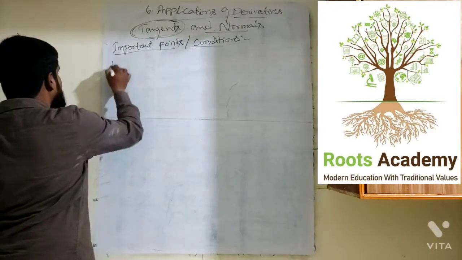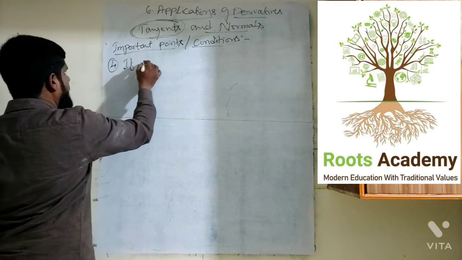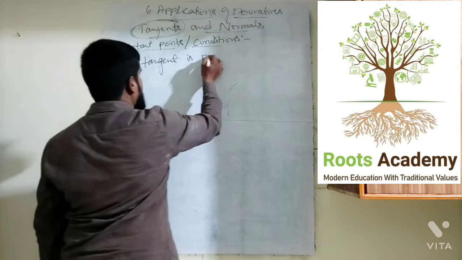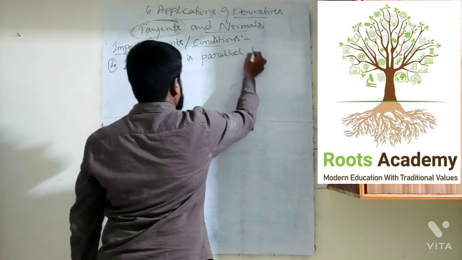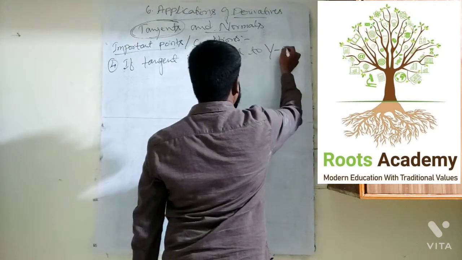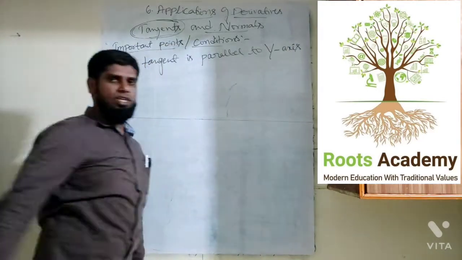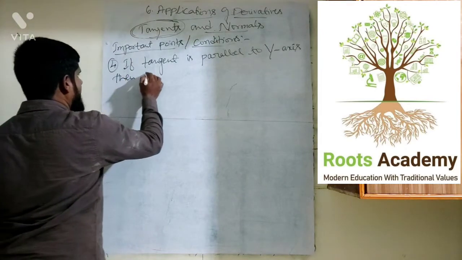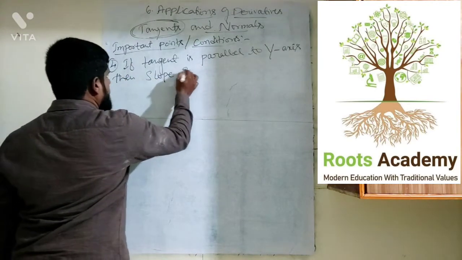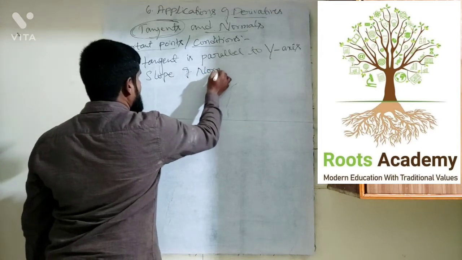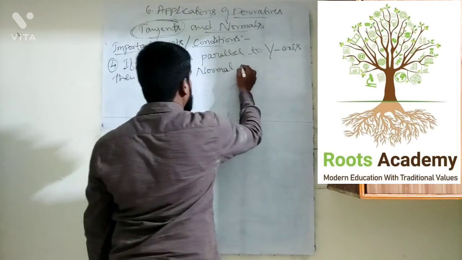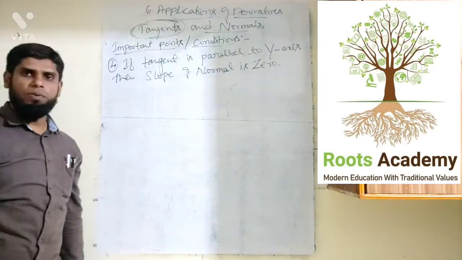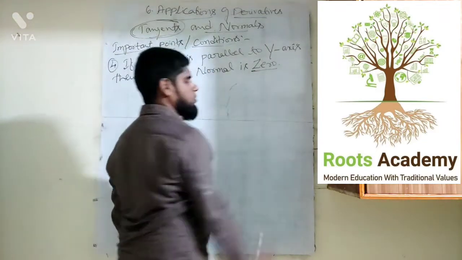Next, fourth point. If the tangent is parallel to the y-axis, then the slope of normal is 0. Slope of normal is 0.